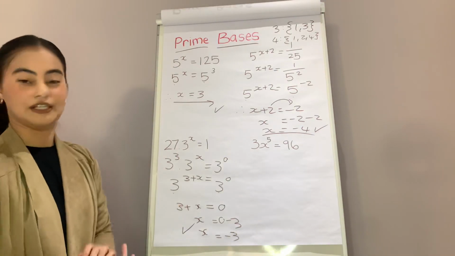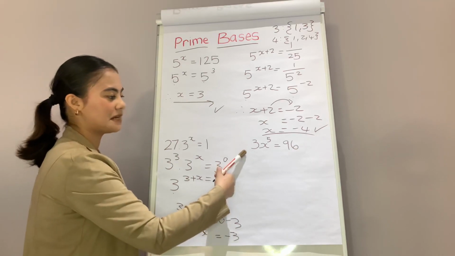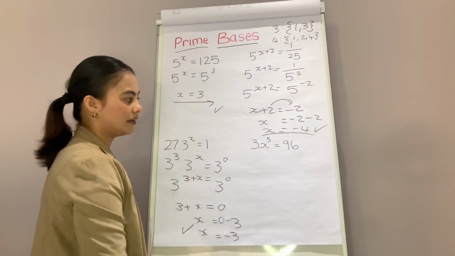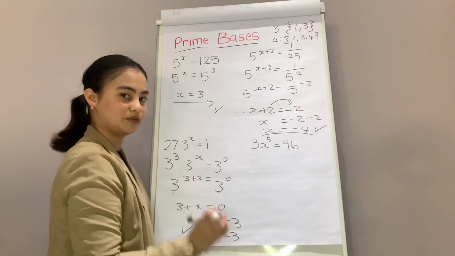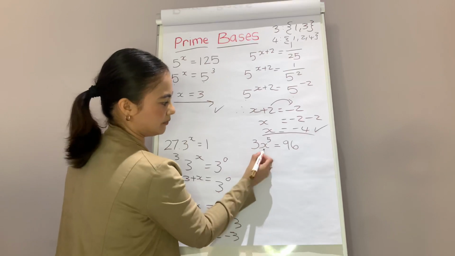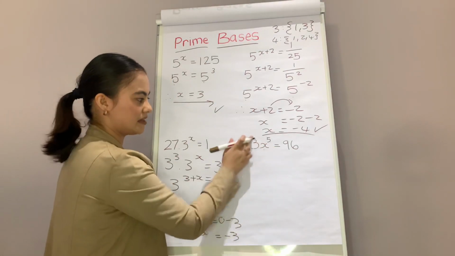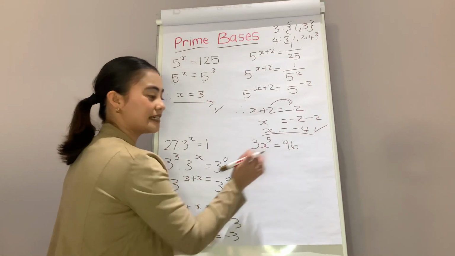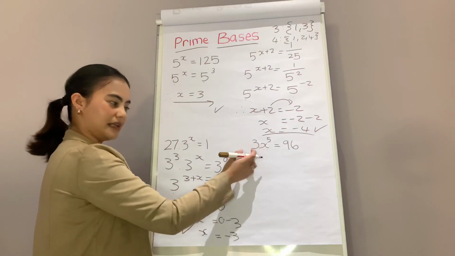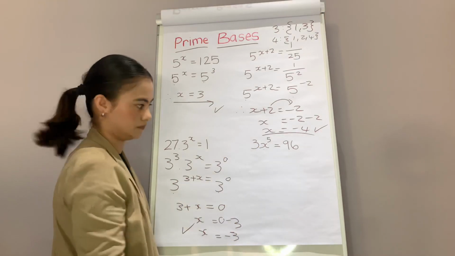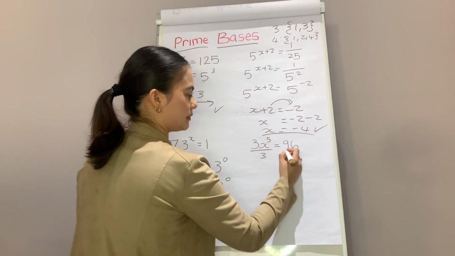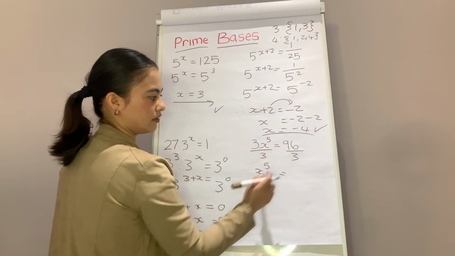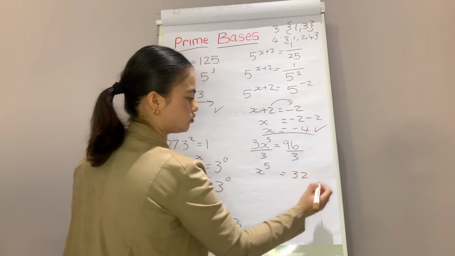Now let's deal with the last one. Here we've got 3 multiplied by x to the power of 5 is equal to 96. Notice how the base that we want to focus on is this one here, the x to the power of 5. This 3 is just implying that we are multiplying it. So to isolate this x, I'm going to get rid of this multiplication by 3 by means of division. So I can divide both sides by 3. Then I'm left with x to the power of 5, and the answer to this is 32.